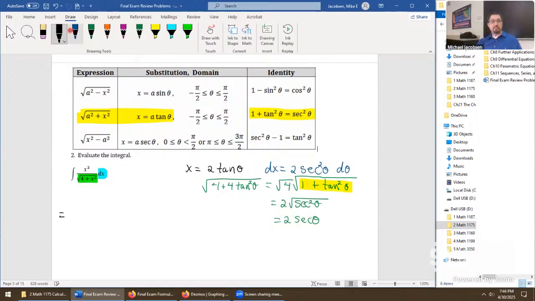Well, everything is in position. We now just import all the information on the right back into this integral. Really the same sort of process as before, except the way we did the substitution was kind of an inverse process. So if we're going to cube x, we'll have the cube of 2 tangent theta, 8 tangent cubed theta. Denominator is that root we worked out, which is a 2 secant theta.